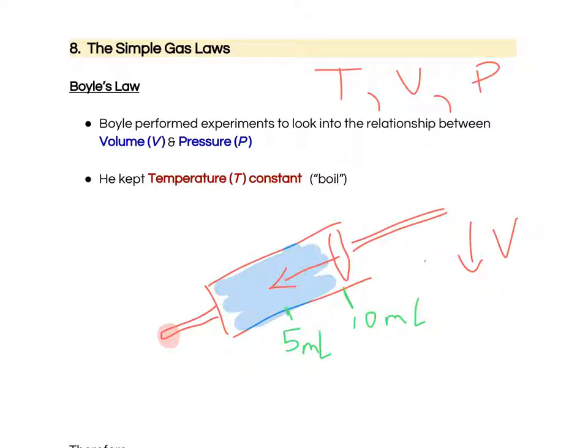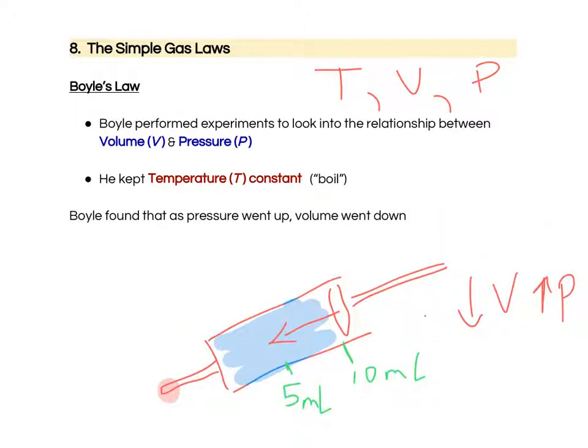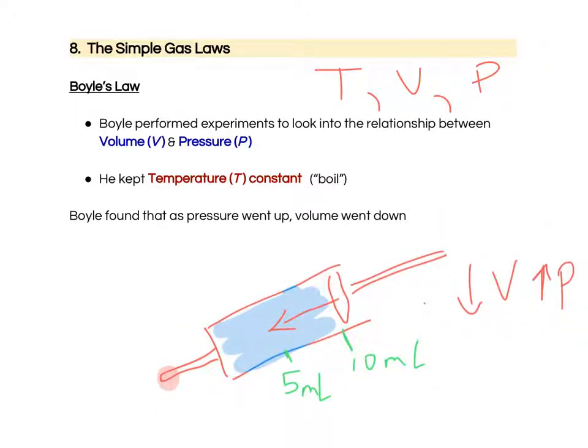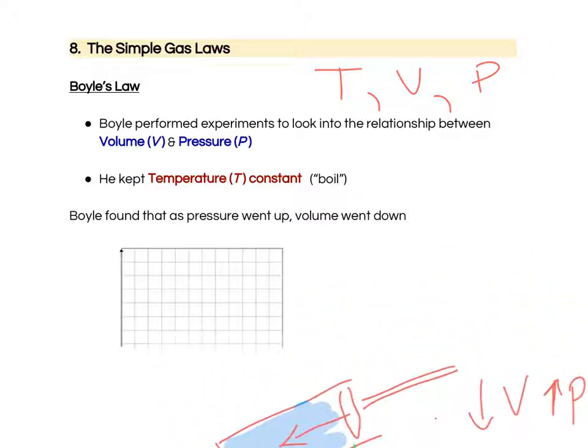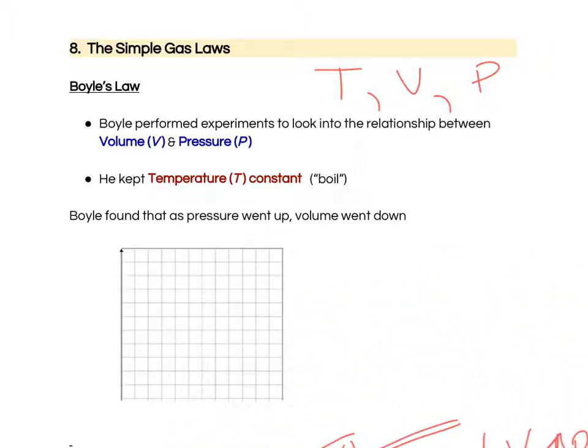Well, what I'm hoping that you thought about was that if I depress that syringe, all of a sudden I'm going to feel a lot of pushback from the air, and that is an indication that the pressure has increased. So by decreasing the volume of the container, I've actually increased the pressure. And that's what Boyle found. Boyle found that when he increased the pressure, the volume went down, and when he decreased the volume, the pressure went up, right? So let's see what that looks like on a graph.